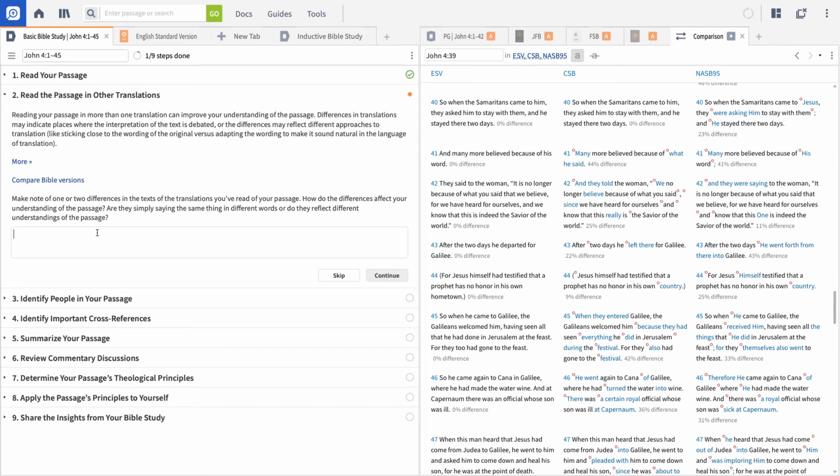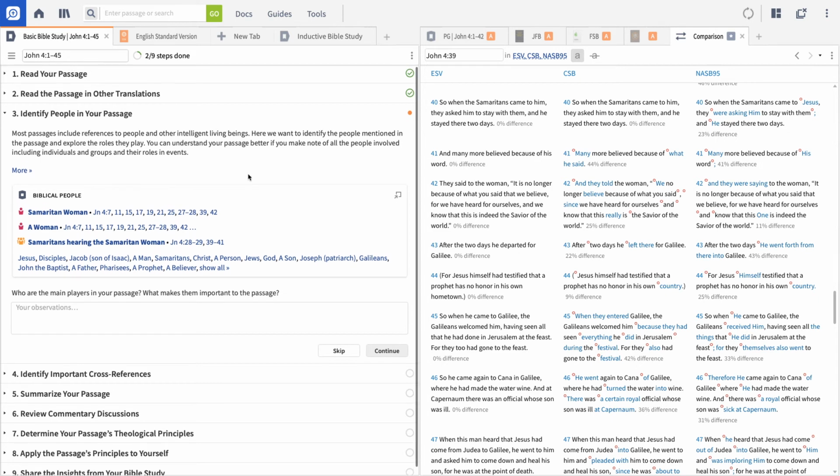From this translation, mess around with the translations. So I'm just gonna continue on that one.